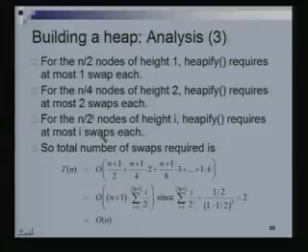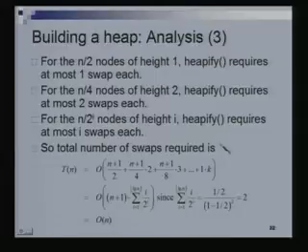So, the total number of swaps that are required, by swaps I mean the time. You can count the time required by heapify in terms of the number of times you have to swap the location of two elements. The time required by the heapify procedure is just proportional to the number of swaps. So, we are just counting the number of swaps here.